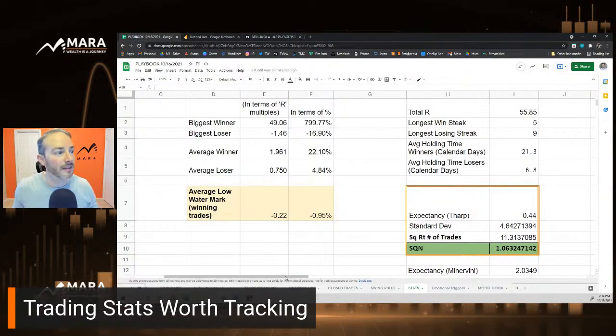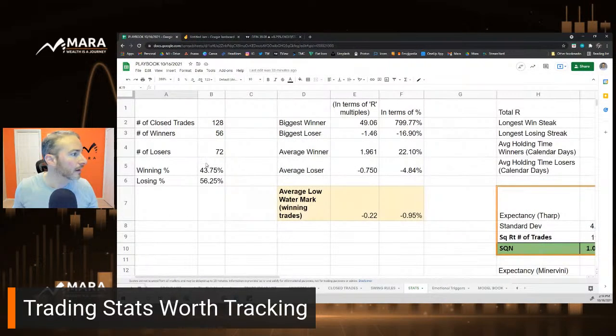Now, how is that possible with a losing record? Like a 43% batting average, it doesn't sound good. Well, the way that it works is you just have your winners be bigger than your losers. And that's what this section here really helps us dive into: our average winner and our average loser.